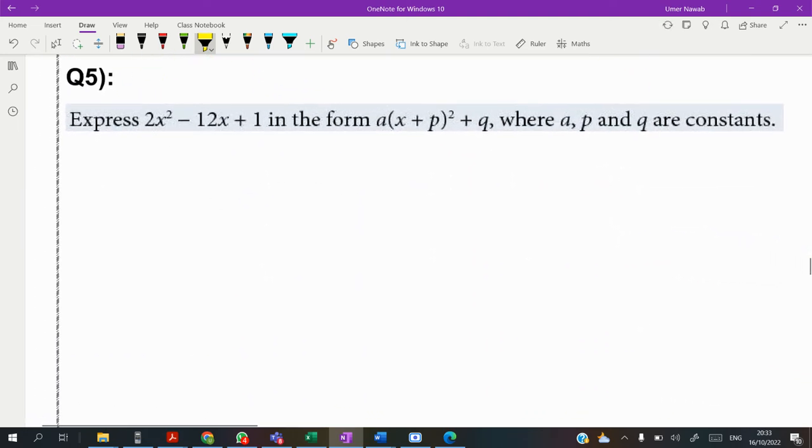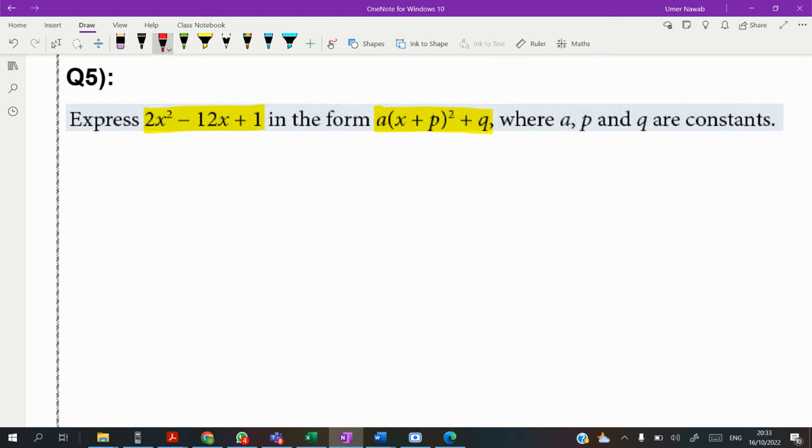Question number 5, if you see, guys, we need to convert it into completing the square form. This is standard form, and this is completing the square form. Converting it is pretty easy, and I'm going to explain this technique very quickly.